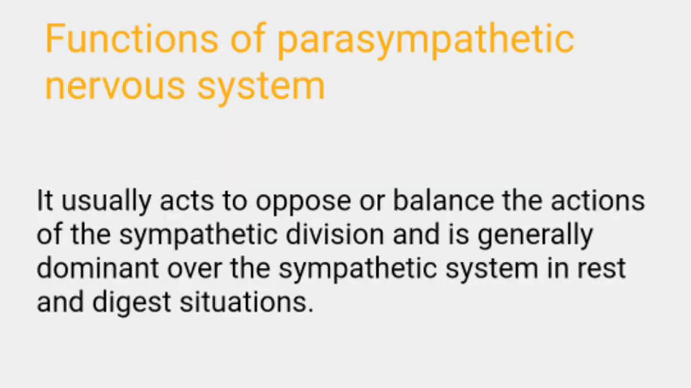Now I go towards the function of the parasympathetic nervous system. The parasympathetic division is involved with maintaining homeostasis within the body. To accomplish this, it maintains essential bodily functions such as digestive processes and elimination of wastes. The parasympathetic division is required for life. It usually acts to oppose or balance the actions of the sympathetic division and is generally dominant over the sympathetic system in rest and digest situations.